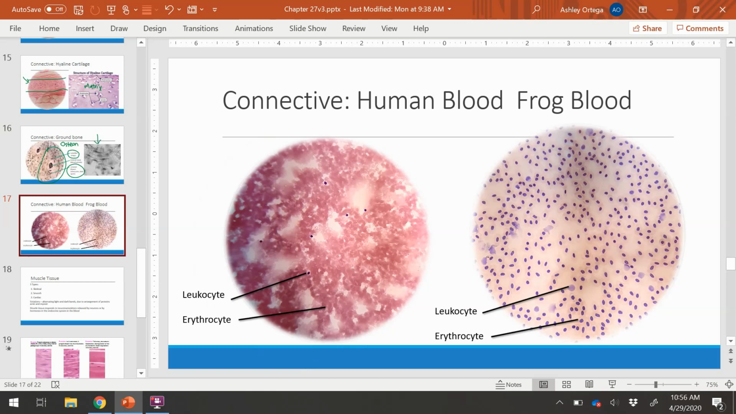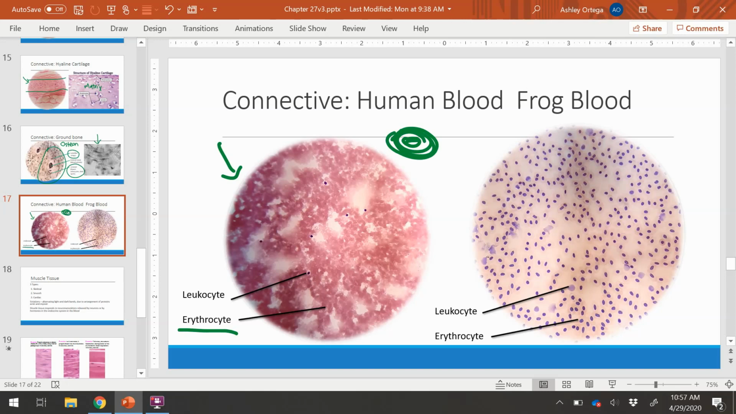So looking at human blood, you can see this is a very unmagnified image. So what you're looking at is a bunch of red blood cells. You know, the typical standard shape kind of looks like a donut with the middle filled in, right? That shape is our red blood cell, and you can see many, many, many of them here. And those are erythrocytes.